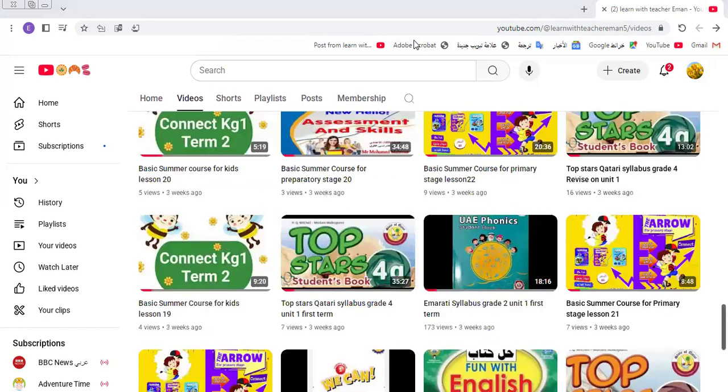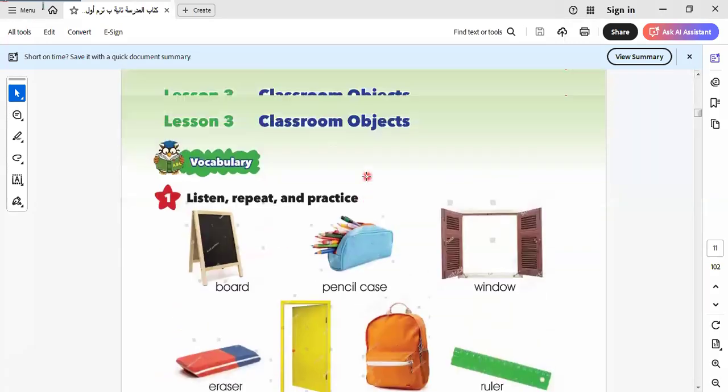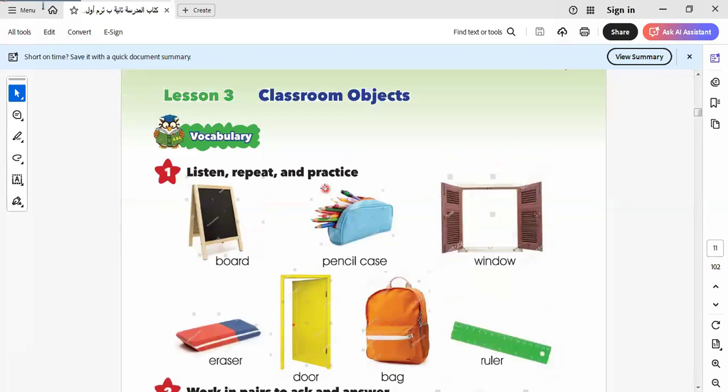Let's go to our lesson today. Last class, I started the new syllabus, grade 2, lesson 1 and 2. Today I will resume lesson 3 and lesson 4. Then I end Unit 1 in your syllabus book. Let's go to our lesson today.